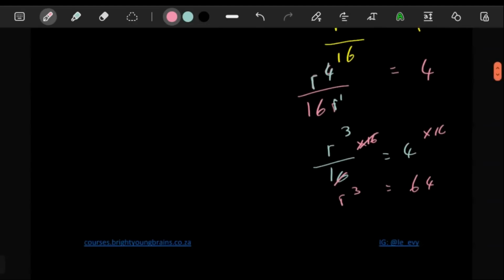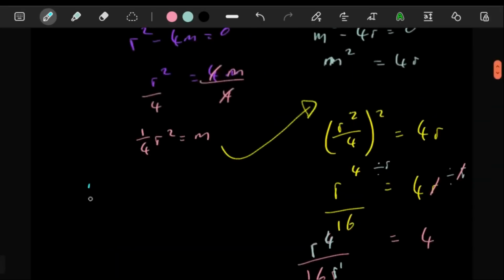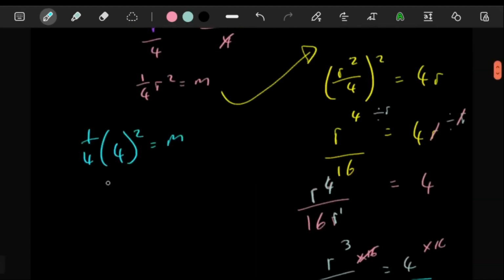And then now you can cube root both sides. Cube root this, cube root this. Fortunately, I think the cube root of 64 is 4, because 4 times 4 is 16, 16 times 4 is 64. So this is the answer, 4. r is 4. If r is 4, you can put 4 there. 4 squared is 16. And then here, 16 times a quarter. What is 16 times a quarter going to give you? 16 times a quarter is going to give you 4. So m is 4, r is 4.